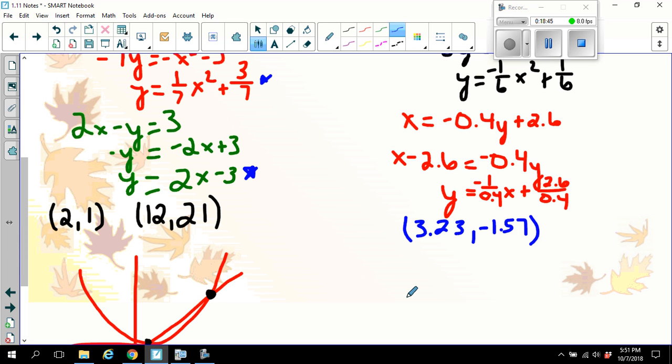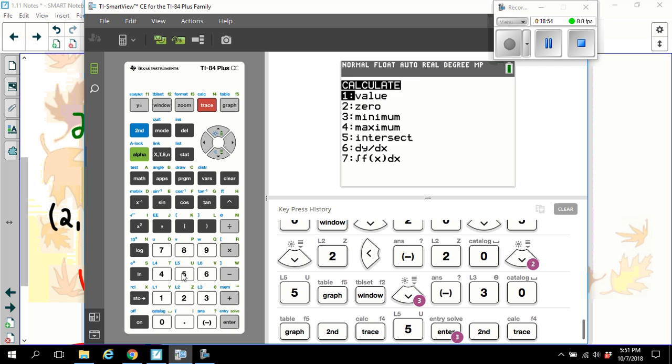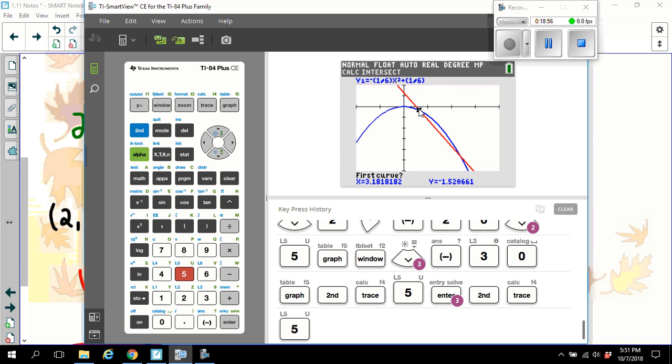Okay, now we're going to do the same thing to find the other intersection. So we're going to go to second trace, number 5 for intersect. Now I do need to get my cursor down closer to our second intersection point. So to do that, I'm going to right arrow. Remember, you can only use right and left arrows to move the cursor. I'm going to press enter. Your second curve is just going to basically be this linear. Okay, press enter again, and then press enter one more time.